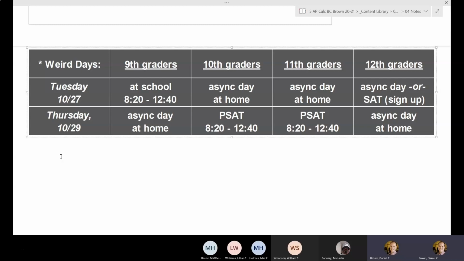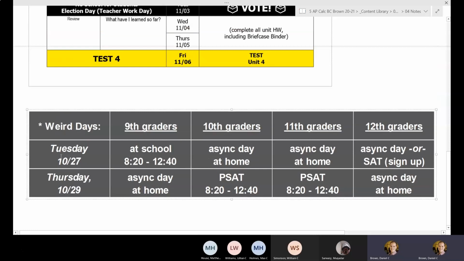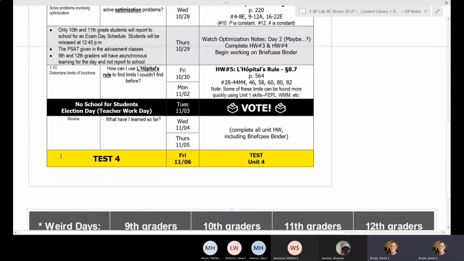I don't plan on doing anything new that day because my classes have a mixture of mainly 11th and 12th graders, so it doesn't really make sense for me to do too much. So it's just going to be, hey, work on homework or whatever else you need to. Wednesday's a normal day, and then Thursday next week is the PSAT day for 10th and 11th graders. It will be asynchronous for 9th and 12th graders. Both of those weird days are also going to be early release days. So whether you come to school on Tuesday or Thursday next week, the school day is ending at 12:40. So a little bit weird next week, and then the week after, you also have Tuesday off for Election Day.